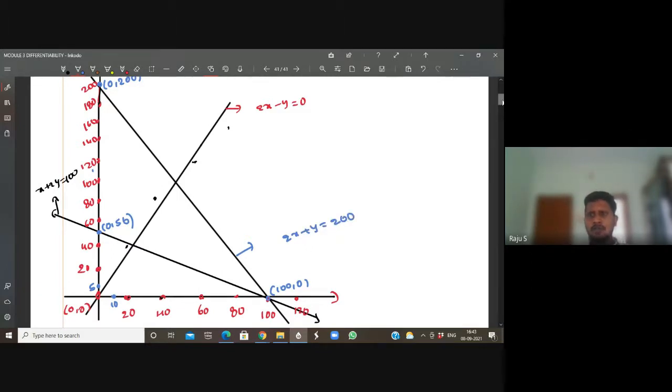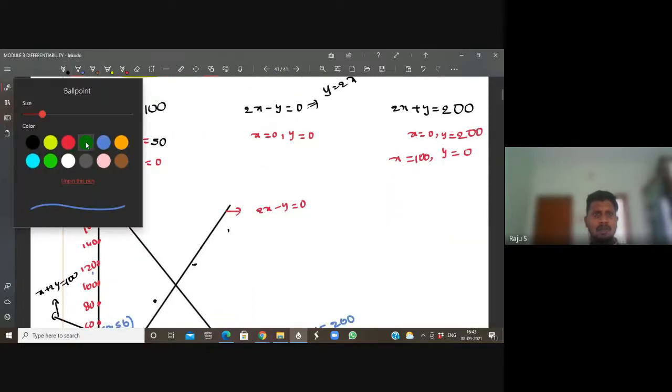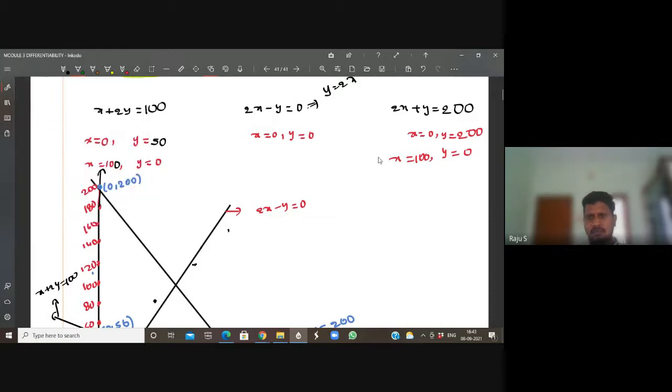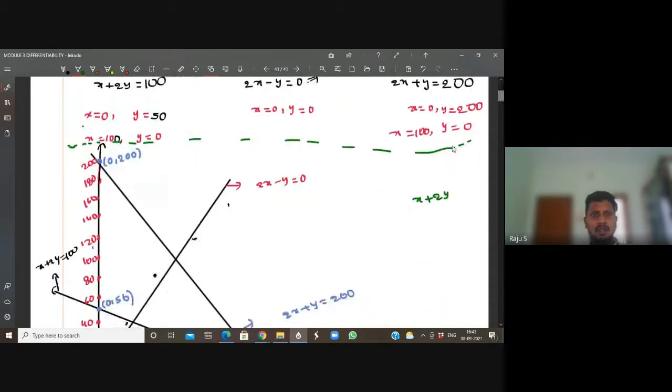Got it? Now coming to the inequalities, one by one. One by one, I'm going to take each inequality, then check the solution region. First one is x plus 2y greater than 100. Greater than 100, nothing but what, students?